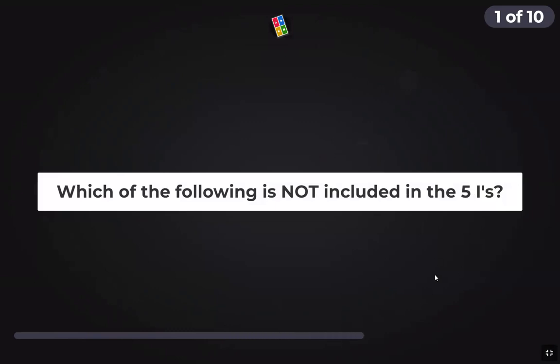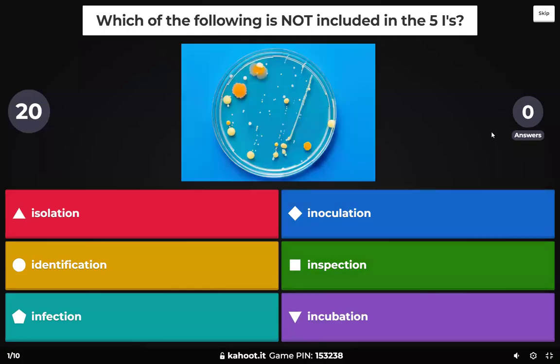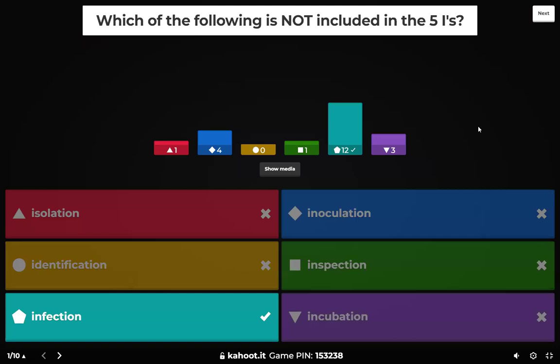All right, which of the following is not included in the 5 I's? All right, so the answer for this one is infection. So our steps would be inoculation, incubation, isolation, inspection, and identification.